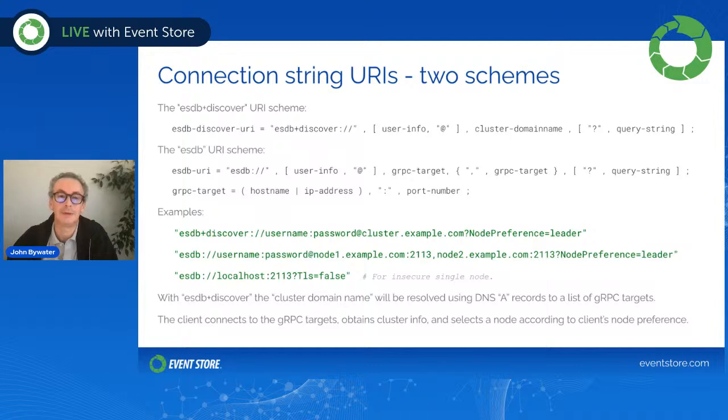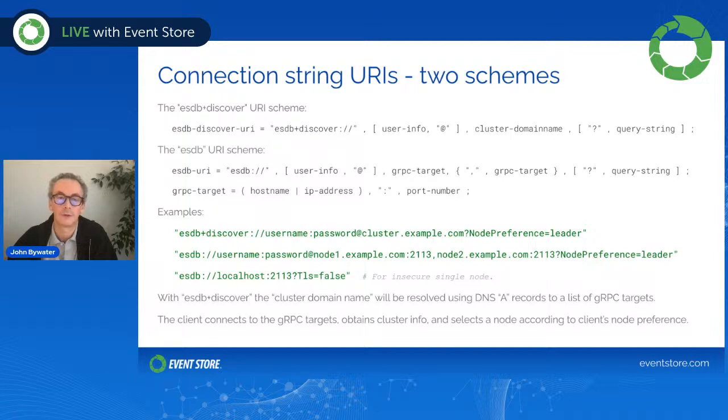So the ESDB plus discover URI scheme has the esdb+discover:// scheme indication at the front. Then it has an optional user info string, followed by an @ sign, and then a cluster domain name, followed by an optional query string. The ESDB scheme, on the other hand, has the shorter esdb:// beginning, with the same optional user info, followed by one or many gRPC targets, followed by the same optional query string.